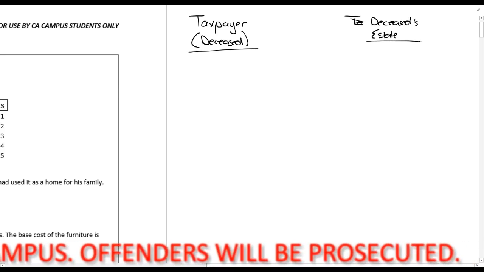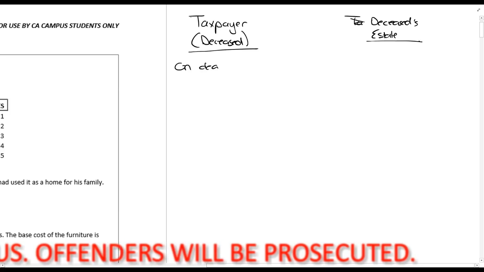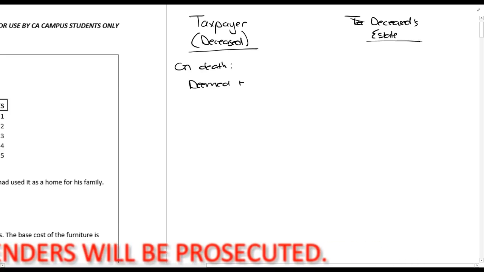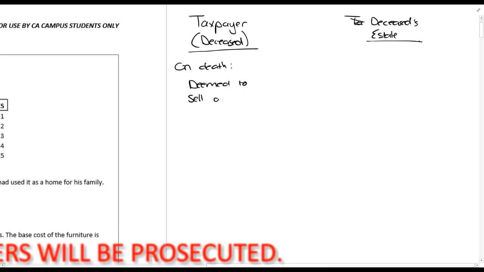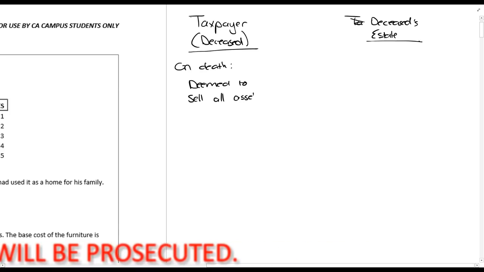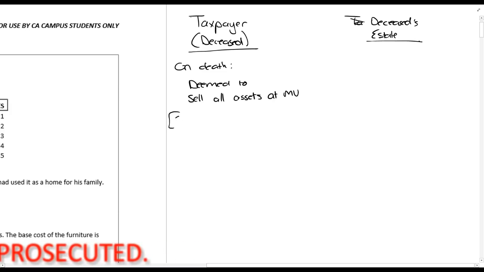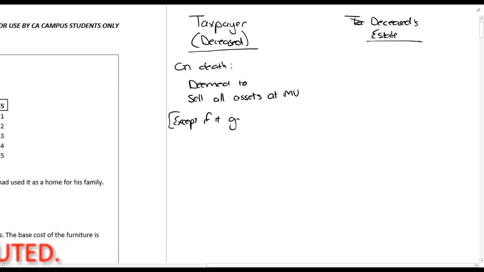The taxpayer on death is deemed to sell all assets at market value, and I'm just going to write here, except if it goes to a spouse. It's treated as if it sells all the assets at market value to the deceased estate.